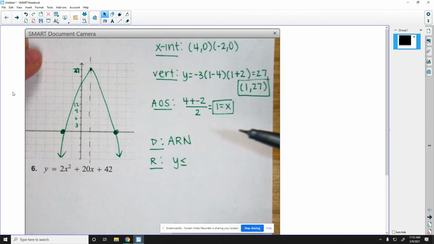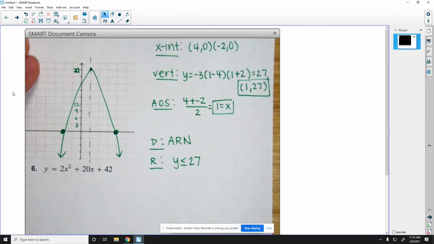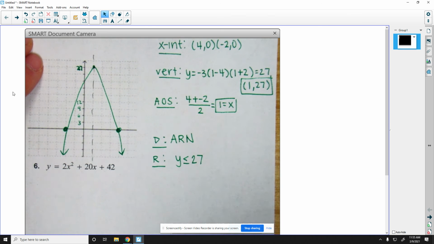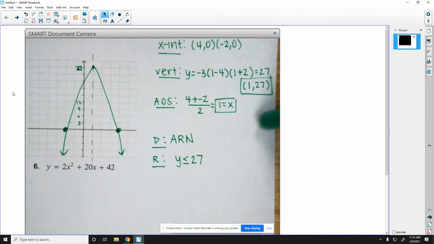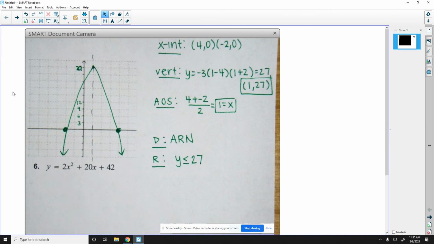How high did it go though? 27. So you can just think about it and figure out what your range is instead of doing the Y and the infinity and the negative infinity. Or you can do it that way too, whatever way works. Would you be wrong if you put y less than 38? Yes, because that means that Y could be 27.1 and it's not, right? That's it.